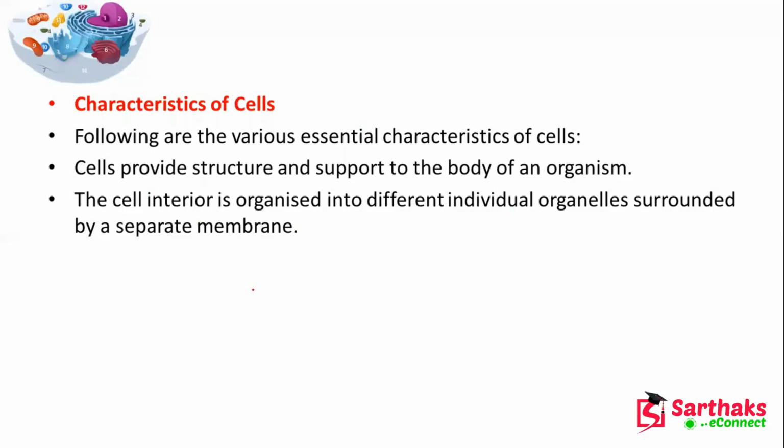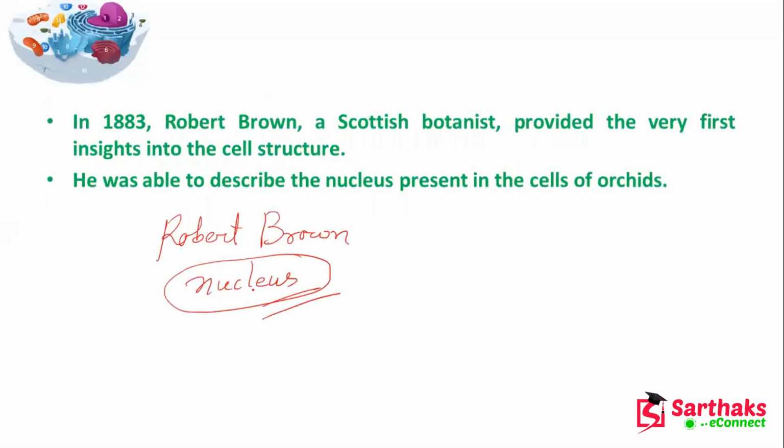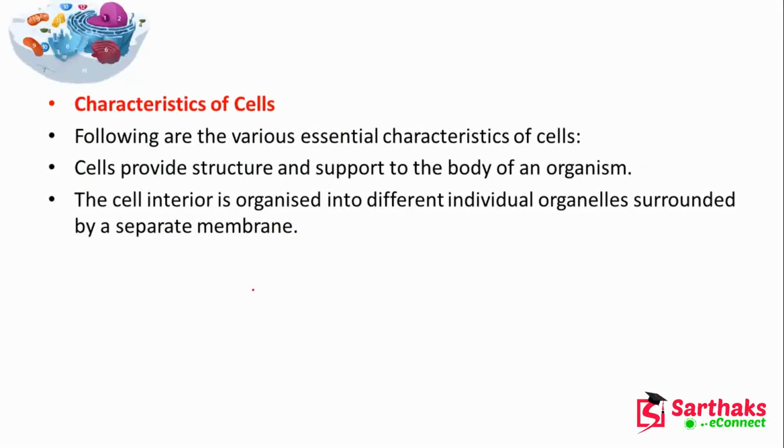But due to the limitation of the magnification of the microscope, the total structure could not be analyzed. So in 1883, Robert Brown saw that there are some live structures, and the nucleus also was presented here. Okay. Now the characteristics of the cells.